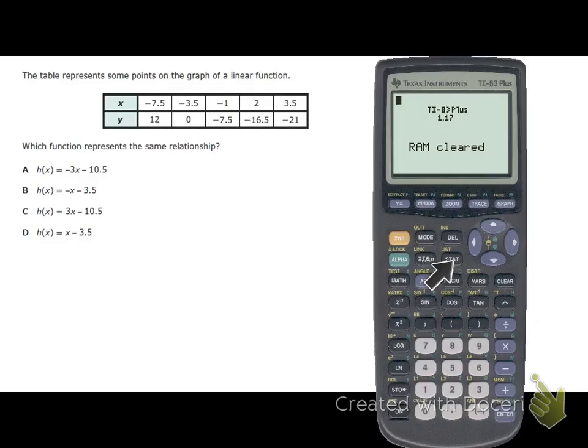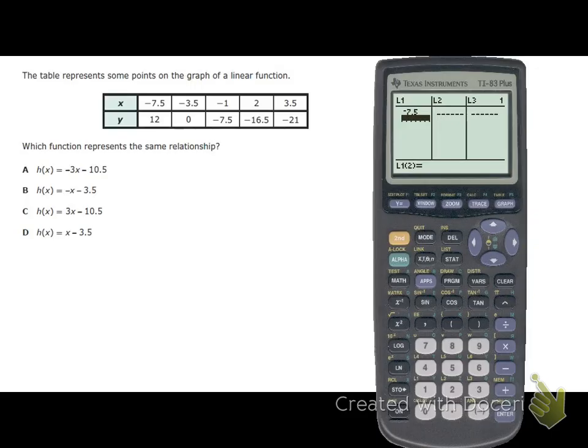So I'm going to go over here to my stat button. I'm going to go stat, and then I'm going to hit enter on edit. And I'm going to put in all of my x coordinates for L1, and I'm going to put all my y coordinates in for L2. So I'm just going to do this real quick. We got negative 7.5.